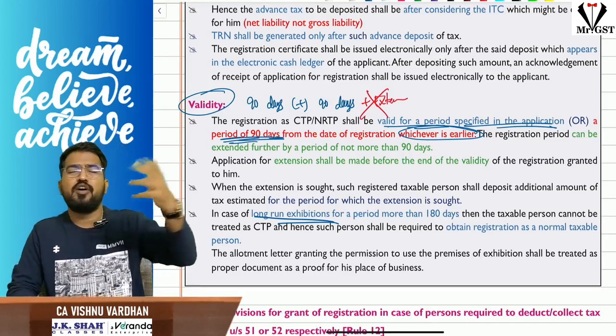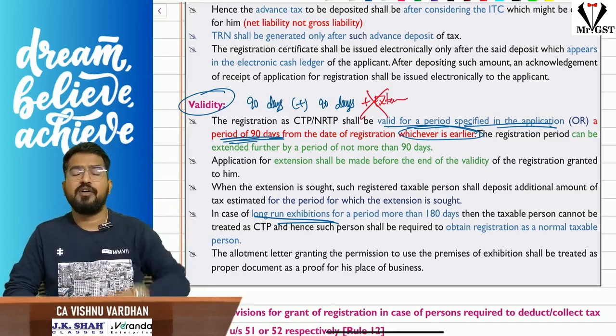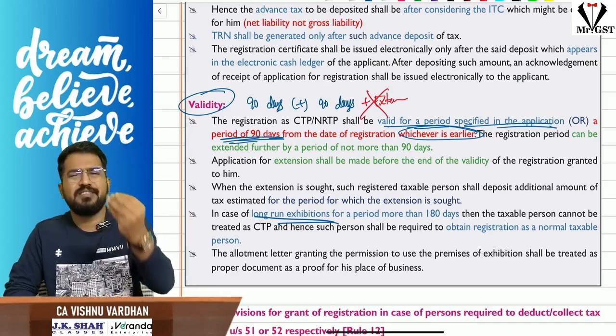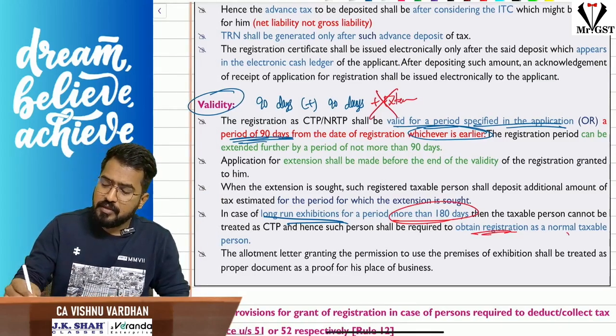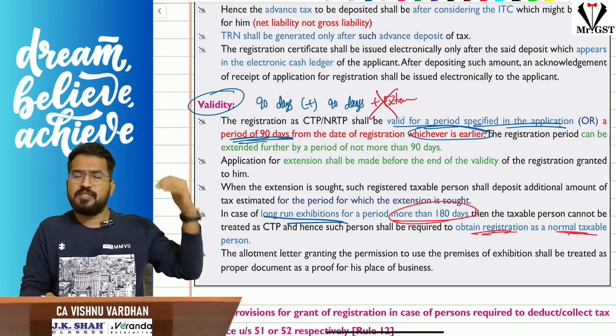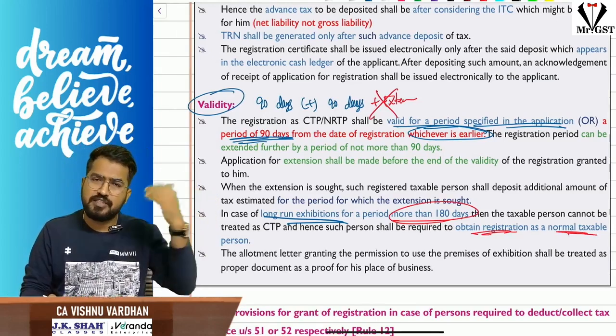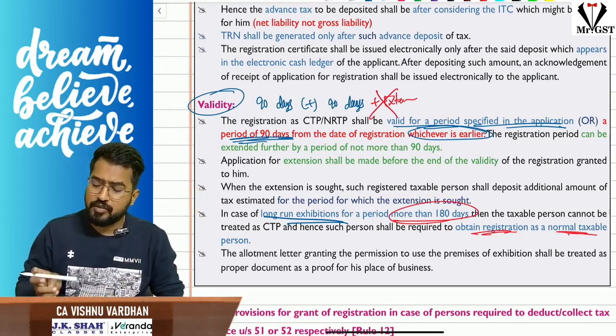So, sir, if any long run exhibitions are happening which go beyond 180 days, what should I do? You take registration as a normal taxpayer, and once you are registered and the business is over there, you come back and cancel the registration, simple. Okay, so that is the concept.